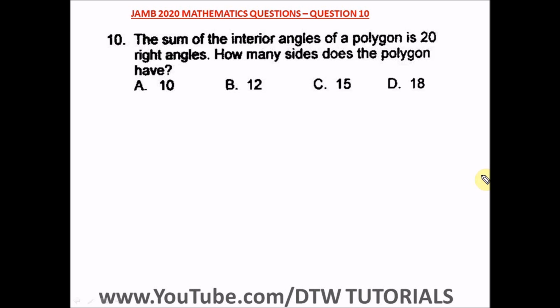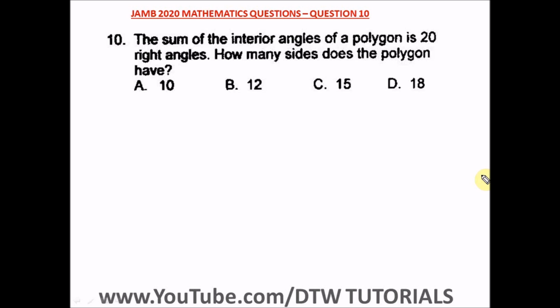So we are asked that the sum of the interior angles of a polygon is 20 right angles. So we ask, how many sides does the polygon have?